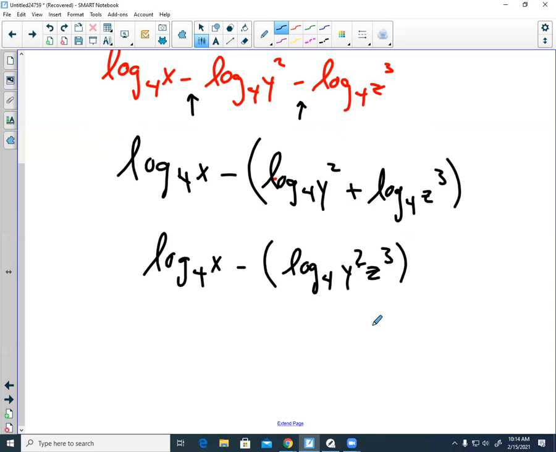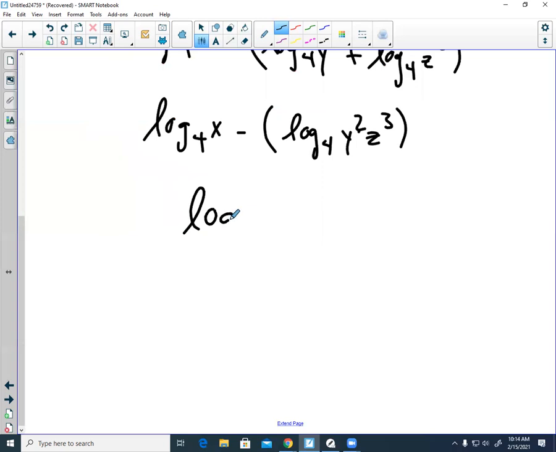And now this is exactly like the problem that we just ran through before this one, where we had two things being subtracted. When you have a lot of subtraction, it becomes challenging. When you have a little bit of subtraction, it becomes way easier. This is two things being subtracted, which means that there's going to be a division symbol. So I have log base 4 of this one divided by this one. So it's going to be x over y squared z to the third. Now that's one way of doing this. There is another way of doing this that I'm going to show you that hopefully makes sense too. And you can choose whichever one you want.